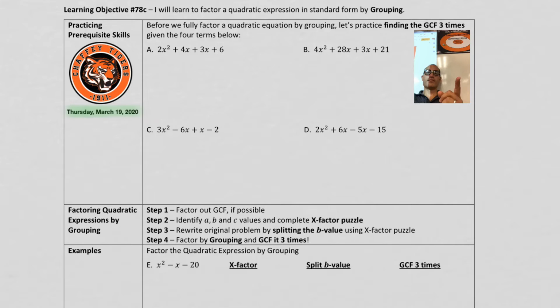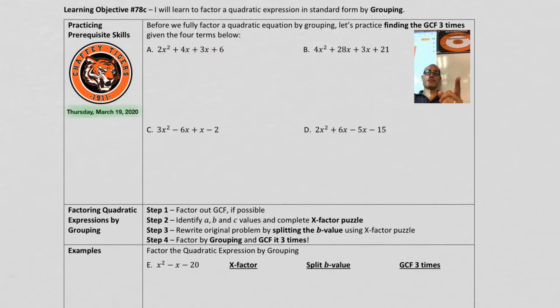Okay, today the goal is going to be that I will learn to factor a quadratic expression in standard form by grouping. So today the goal is to do all the process, unlike yesterday where we did some of it in pieces. So before we fully factor a quadratic equation by grouping, let's first practice again by finding the three GCFs given our four terms. So like yesterday, for A through D, we're going to factor by grouping from this part of the problem.